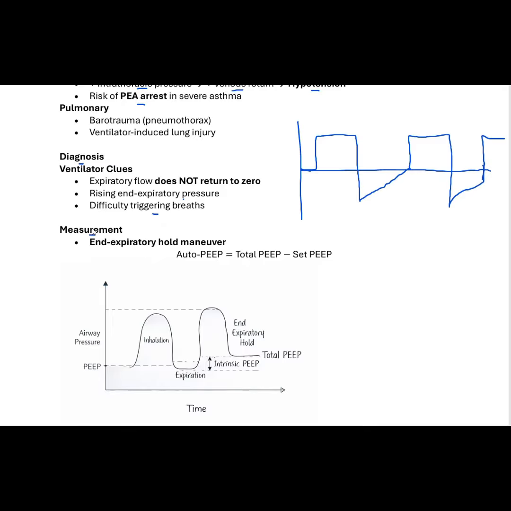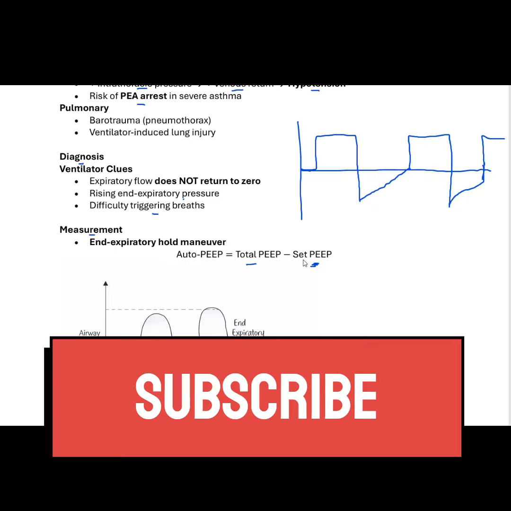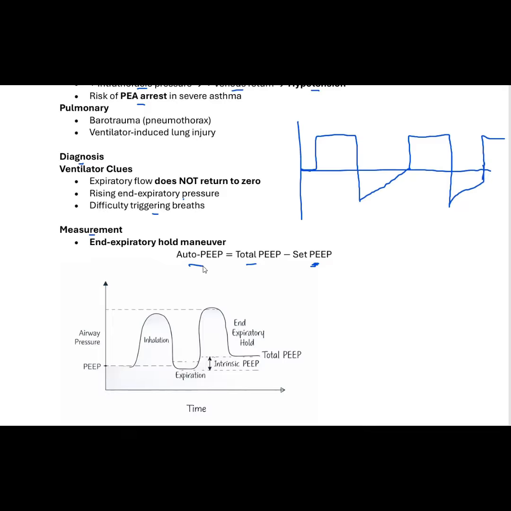So how do we measure this? We have to do what's called an end expiratory hold. At the end of expiration, you're going to hold it. And once you hold it, that will give you the total PEEP. So what's total PEEP? Total PEEP includes the one that you set. Remember at the beginning, when we talked about AC/VC, you set the PEEP. So that PEEP that you set, plus the one that the patient has generated, the intrinsic PEEP, which is also called the auto PEEP, right? That combination of both auto PEEP plus your set PEEP will give you your total PEEP. So when you subtract your set PEEP from your total PEEP, that will give you the what? That will give you the auto PEEP, right?